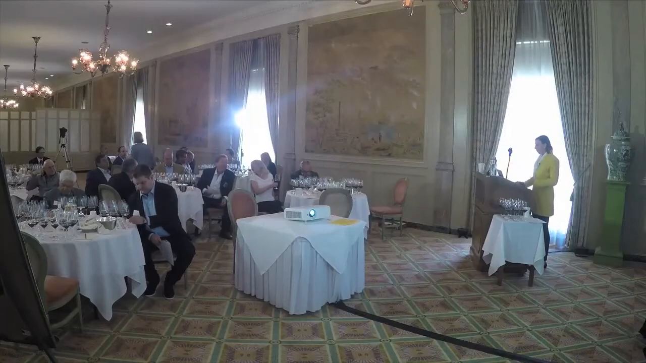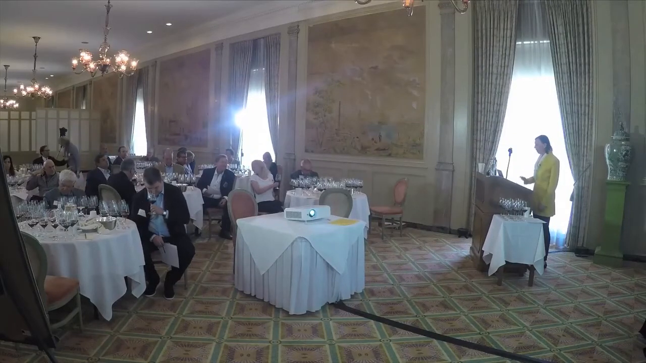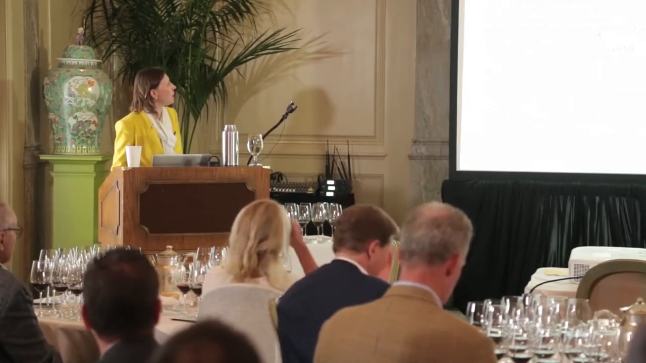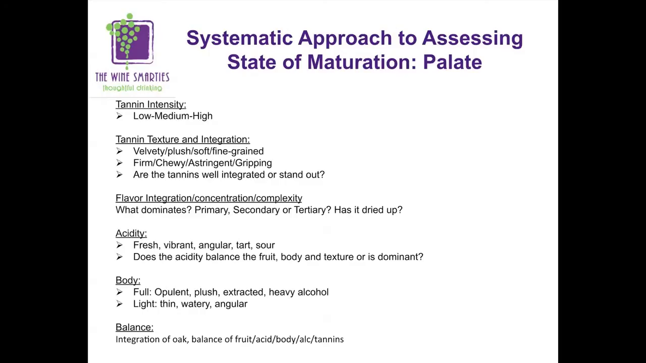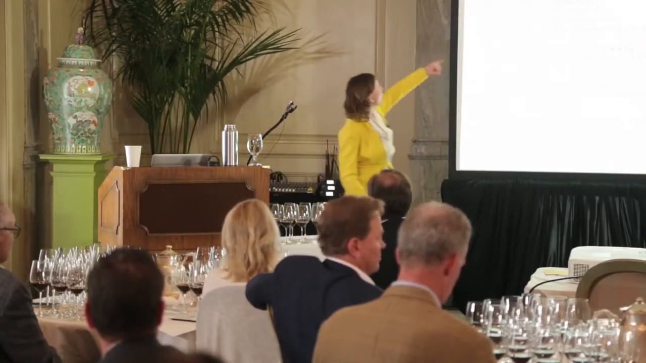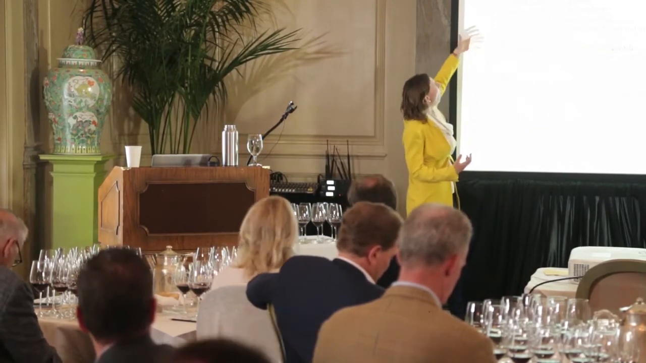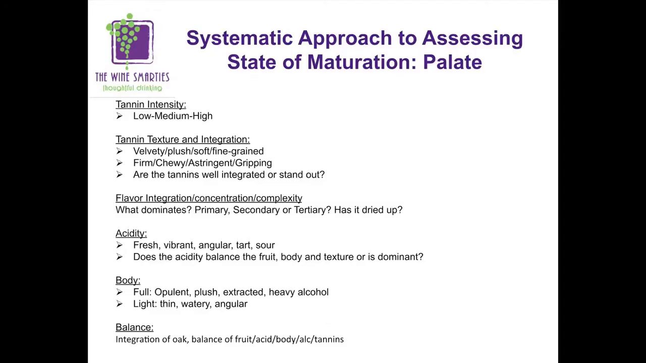Yes, so again, keeping this in mind, on the palate, what happens to our tannins? How integrated are the tannins? Are they soft at this point, or are they still young and astringent and chewy? So this is firm, chewy, astringent, grippy versus velvety, plush, soft, fine grain. Where the tannins are at relates to how old the wine is. In its youth, you're going to generally find more chewiness and grip, and as it evolves, you're going to find a softer texture.